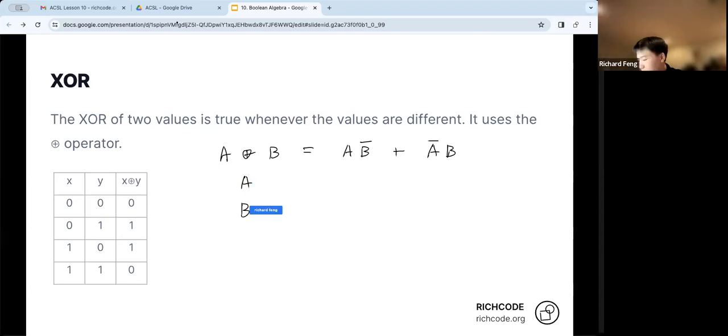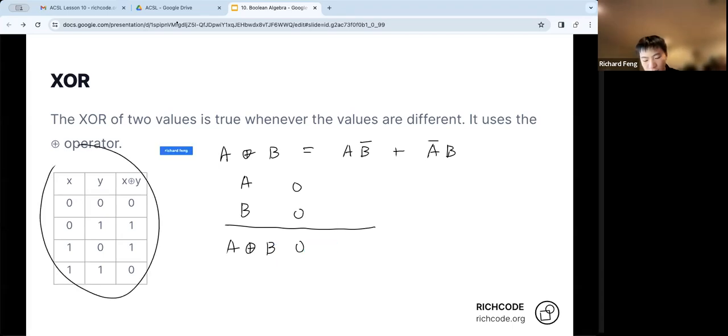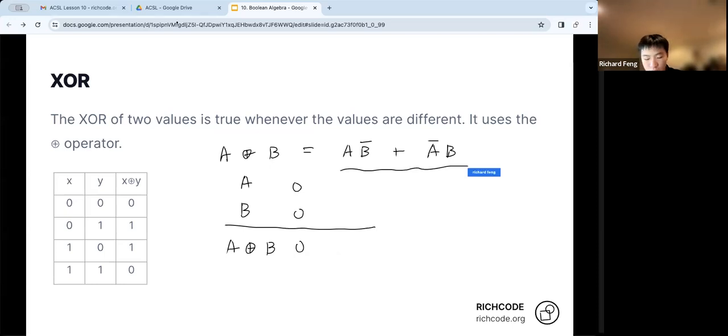Okay, let's say we have A and B, and then below we will see A XOR B. We know if A is 0 and B is 0, then A XOR B is 0. This is just coming from the truth table over here, but we're trying to prove that it's also equal to A and not B, or not A and B.